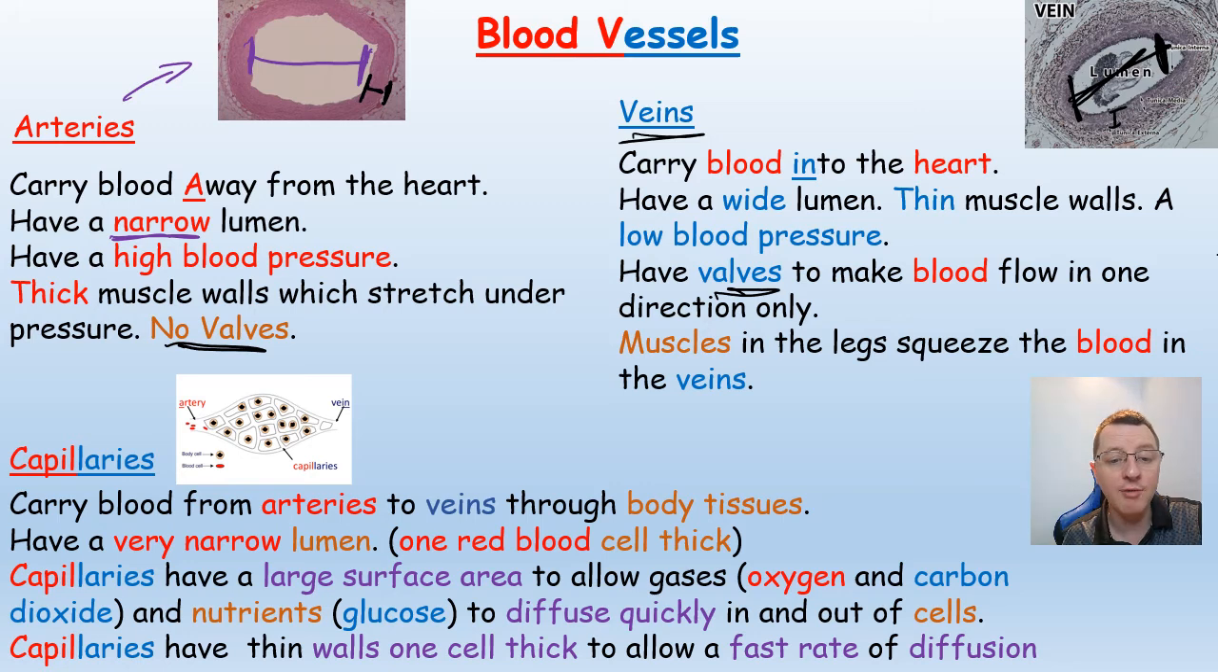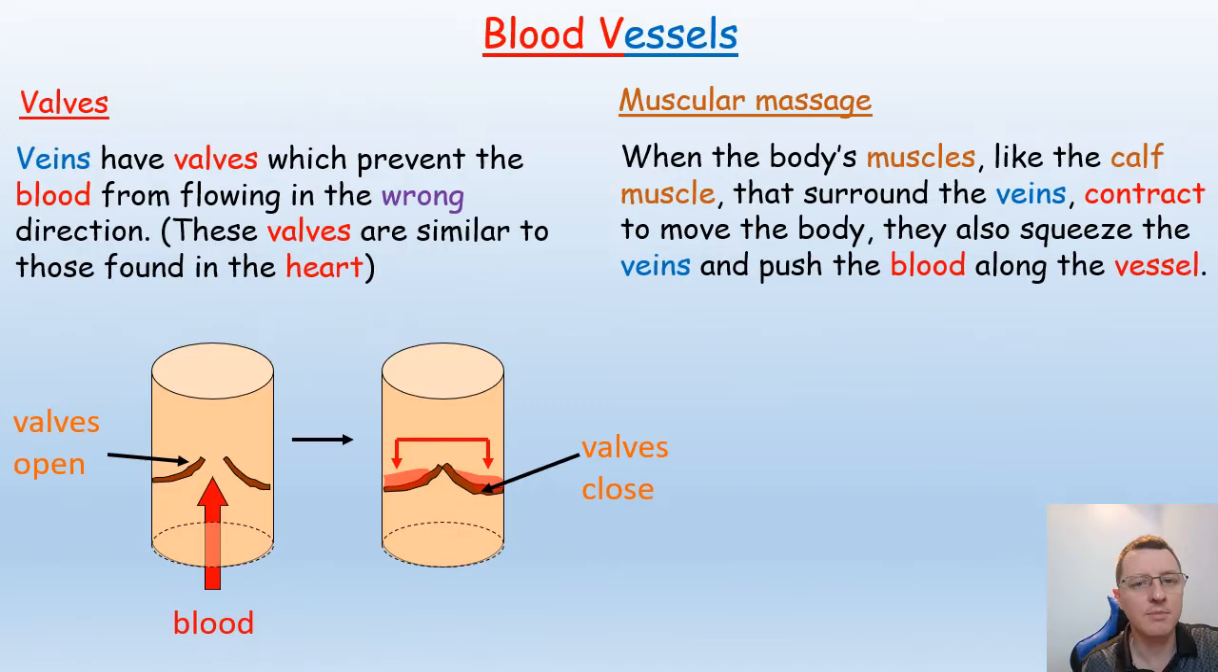Capillaries also have a wall that is just one cell thick, an incredibly thin wall for the capillaries. This gives a short distance for diffusion and again creates a fast rate of diffusion for all the different nutrients and waste chemicals that need to flow in and out, as well as carbon dioxide and oxygen.